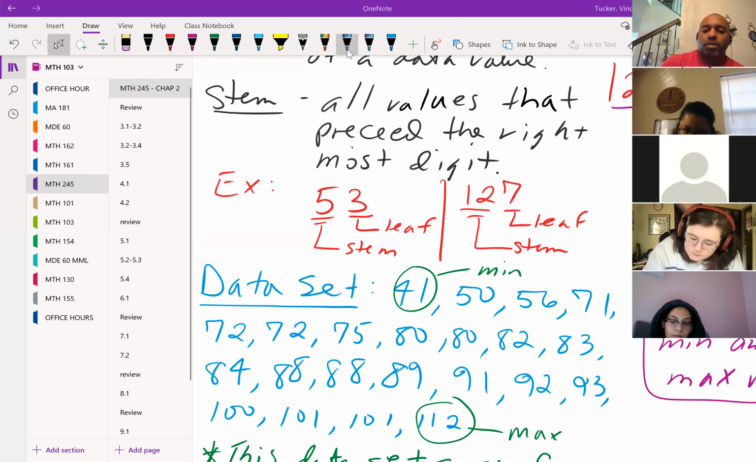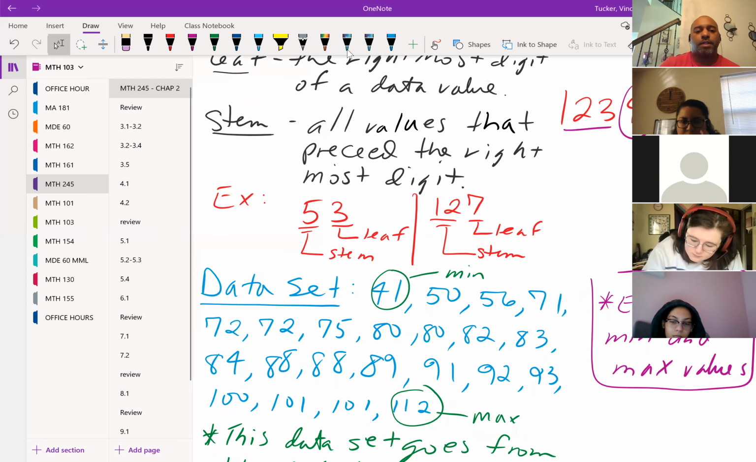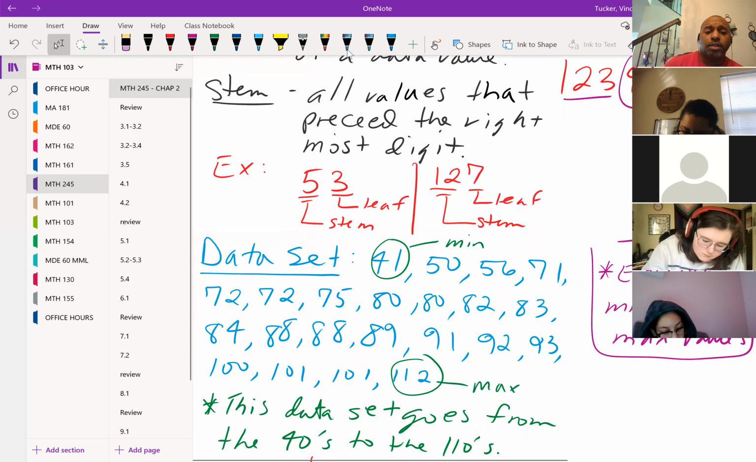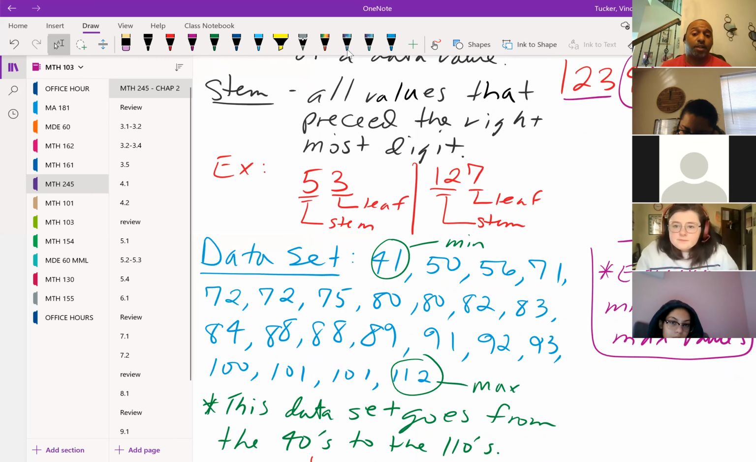All right, so over there in purple, what I said next is that we have to establish our minimum and maximum values. So this data set goes from the 40s to the 110s. So we see our smallest value is 41, largest value is 112.